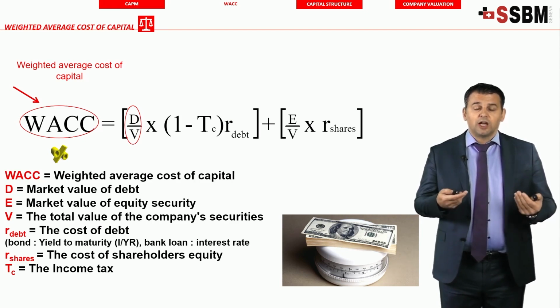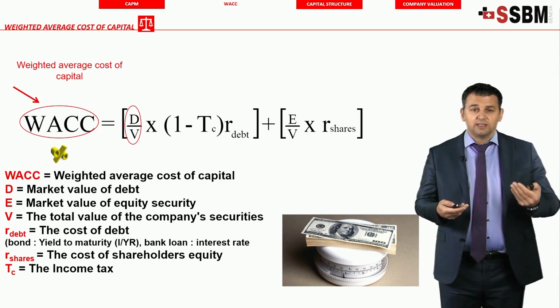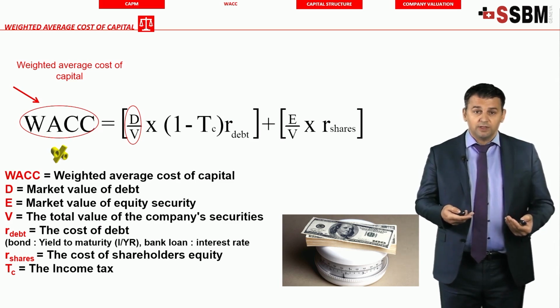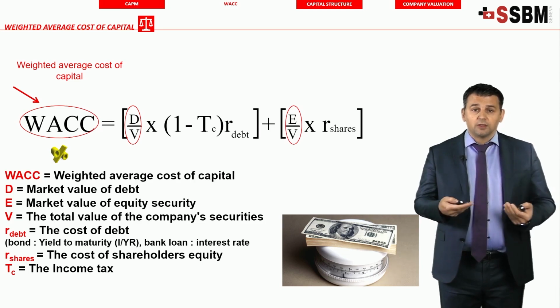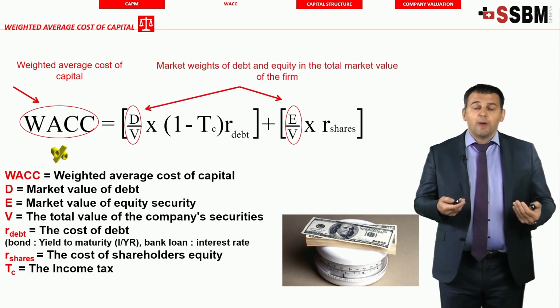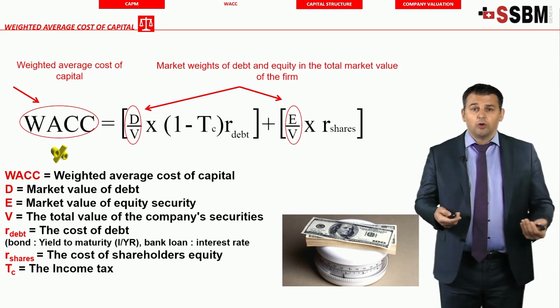So you calculate the first weight, debt divided by V, total sources of financing, and E, equity, divided by total value of financing. So you have two weights, which all together will give you 100% of the financing. This is what we call market weights of debt and equity in the total market value of the firm.